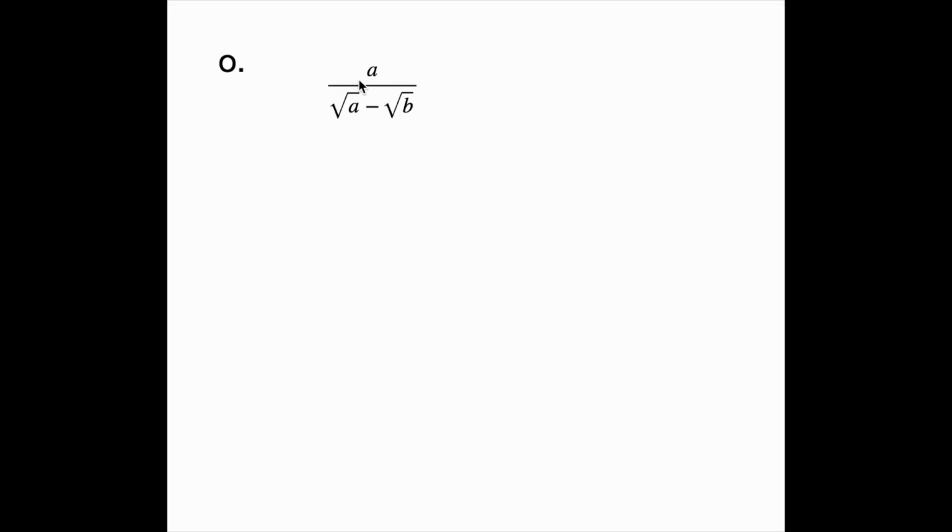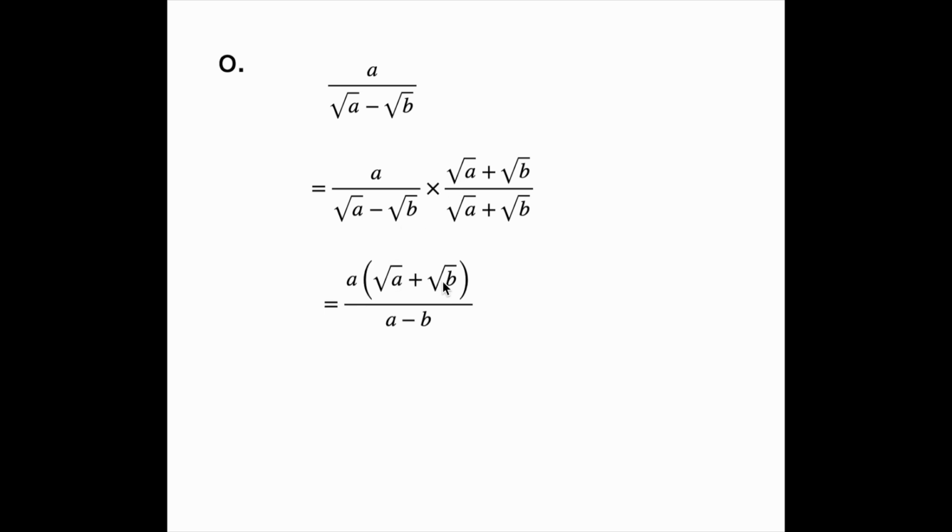Question O, we have a over the square root of a minus the square root of b. I'm going to multiply the top and bottom by the square root of a plus the square root of b. Then on the top, I'm going to have a times the square root of a plus the square root of b. On the bottom, the square of the square root of a is a, minus the square of the square root of b, which is b: a minus b.